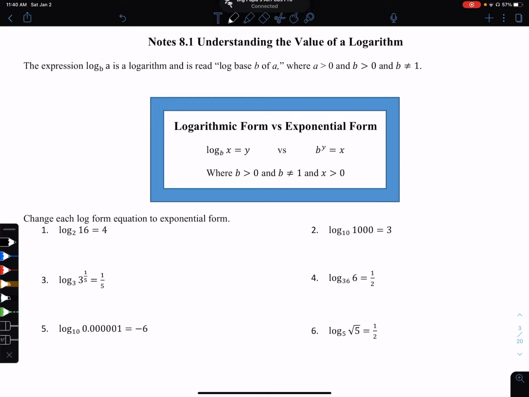Notes 8.1, Understanding the Value of a Logarithm. In this first video here in pre-calculus, we're just going to be looking at what is a logarithm.